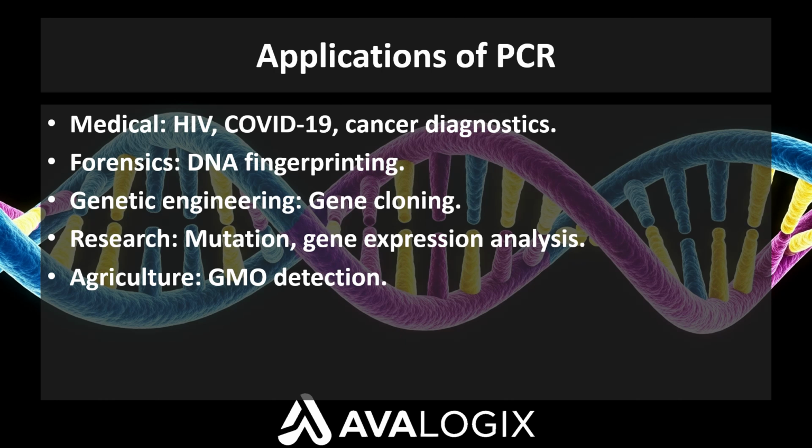Genetic engineering and molecular cloning. PCR is used to clone genes, tag them, or insert them into plasmids. It's essential for recombinant DNA technology. You can amplify a gene from one organism and introduce it into another for expression studies.